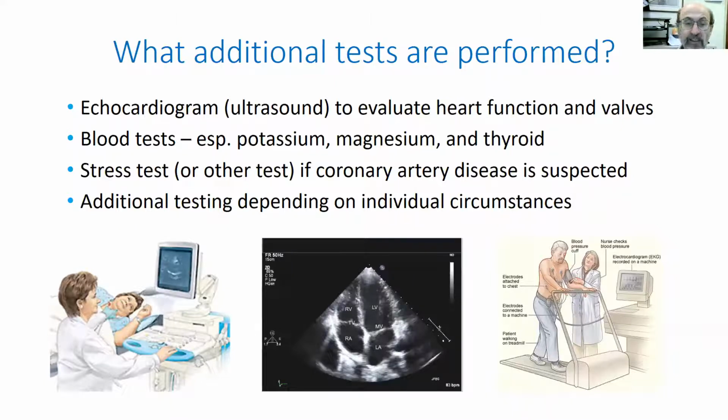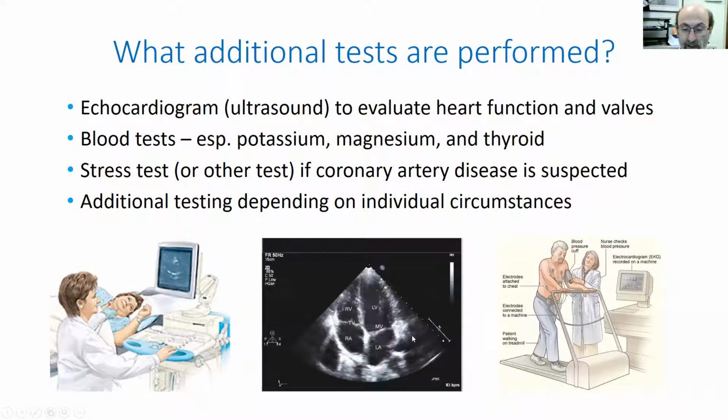Once a person has a diagnosis of atrial fibrillation, there's usually a need to perform some additional tests, partly to try to find out why the person has atrial fibrillation and whether or not anything further needs to be done. Most commonly, an echocardiogram will be performed. An echo is an ultrasound of the heart. This middle picture here is an example of an echocardiogram, and you can see labeled the two ventricles, the right ventricle, left ventricle, right atrium, left atrium.